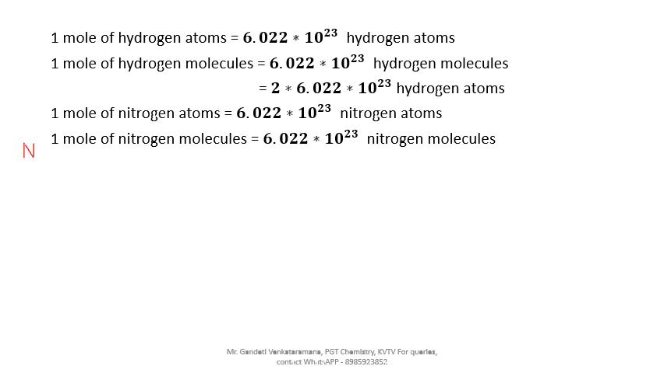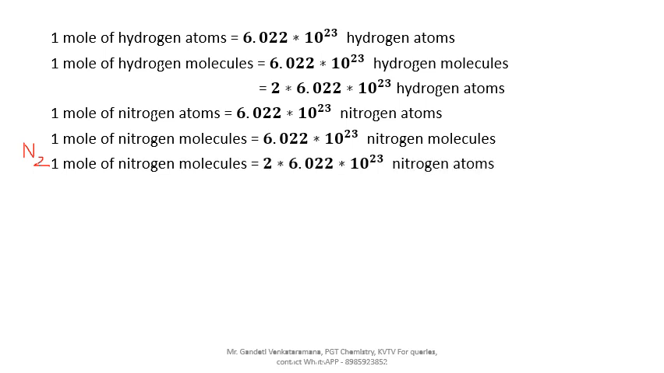This is the nitrogen molecule N2. So in the nitrogen molecule, how many nitrogen atoms are present? 2. So now we have to multiply. 1 mole of nitrogen molecules equals 2 × 6.022 × 10^23 nitrogen atoms.